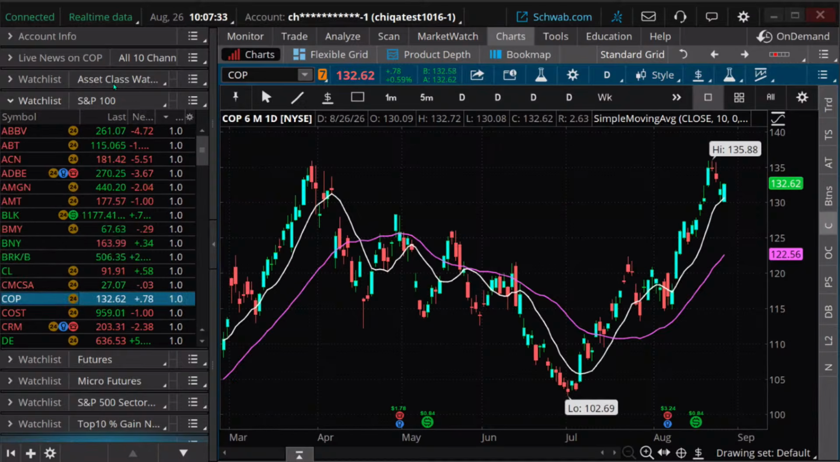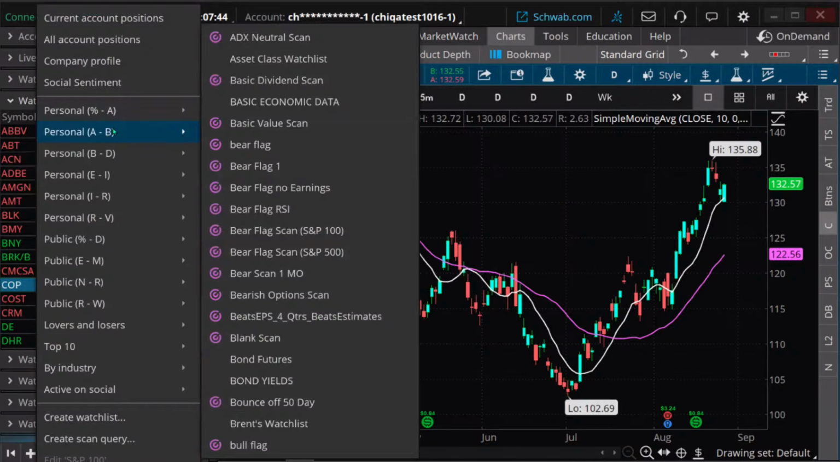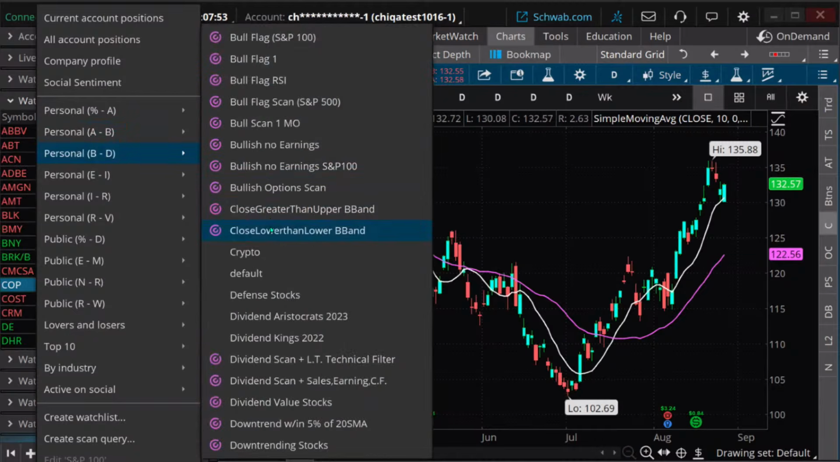Now, personally, I don't do that as much. I'll often use a personal watch list. And the key with personal watch lists is you can just create a static watch list. I've created some here: crypto, default, defense stocks, whatever. Those are static watch lists. How do I know they're static watch lists? By static, I mean the list always stays the same because they don't have that little purple sign next to them. The purple sign means that it's a dynamic watch list. In other words, it updates.